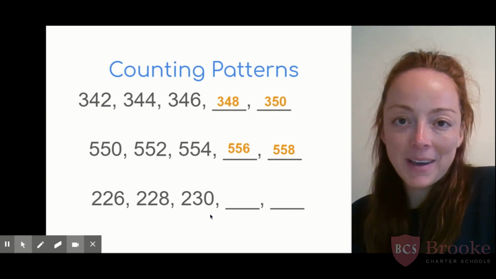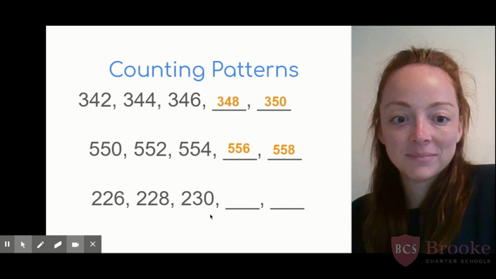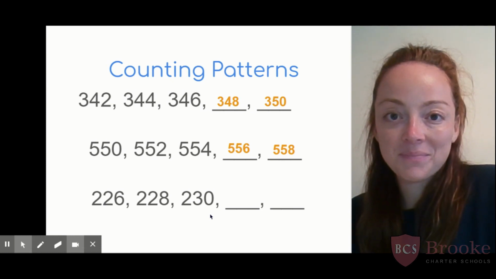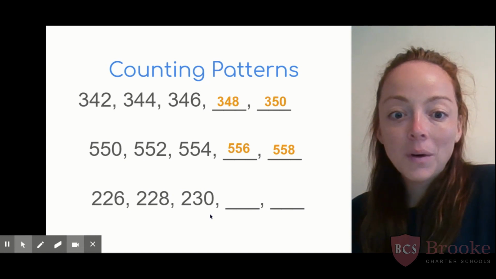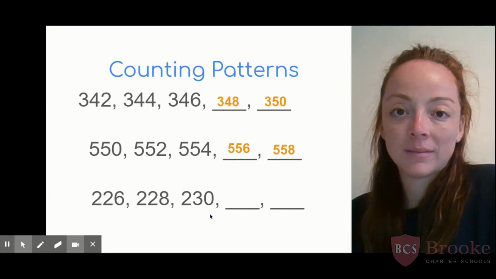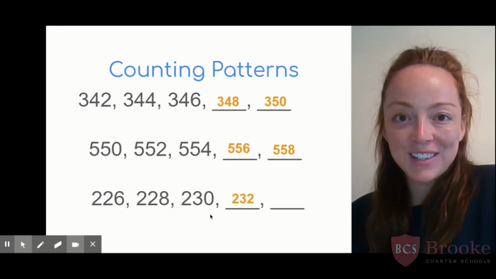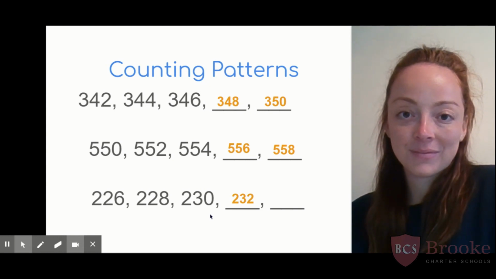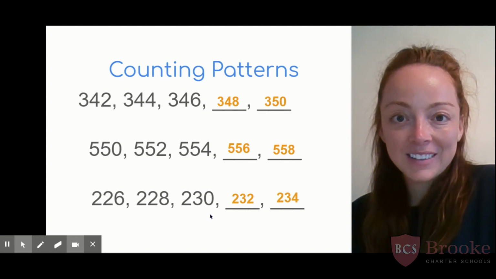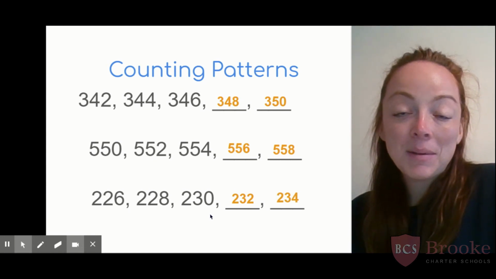So what am I counting by? Exactly, I'm making jumps of 2 every time. What comes after 230? Exactly, 232. And what comes after 232? Nice job, first grade, 234. You did a great job counting by twos.